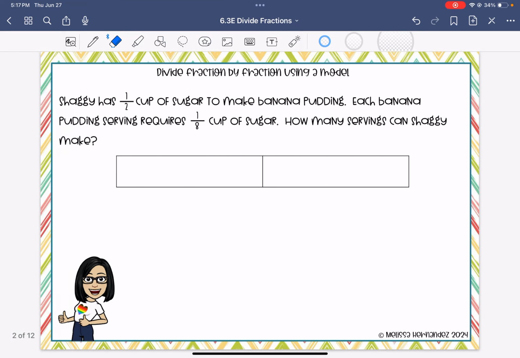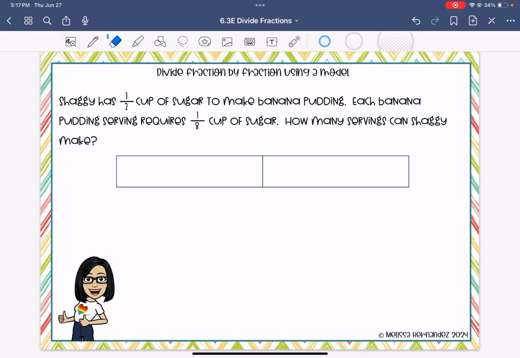Today's video, we're going to focus on dividing a fraction by a fraction using a model from a word problem. So Shaggy has half a cup of sugar to make banana pudding. Each banana pudding serving requires 1/8 cup of sugar. How many servings can Shaggy make?